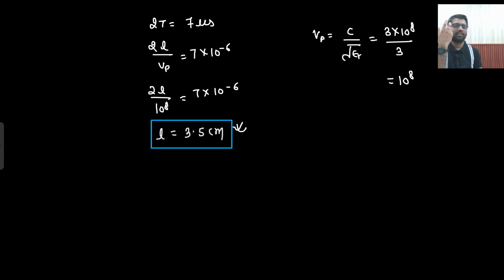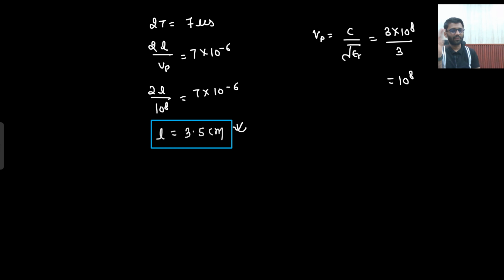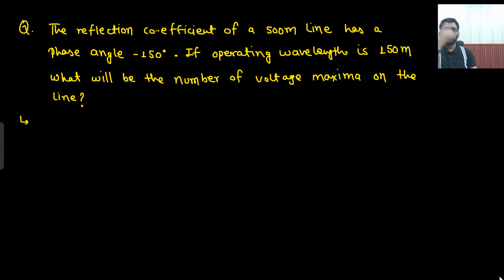So this is also done. Very easy question. You just need to use the data and solve these kinds of problems. So these kinds of questions are very easy. The reflection coefficient of a 500 meter line has a phase angle of minus 150 degree. Operating wavelength is 150 meter.